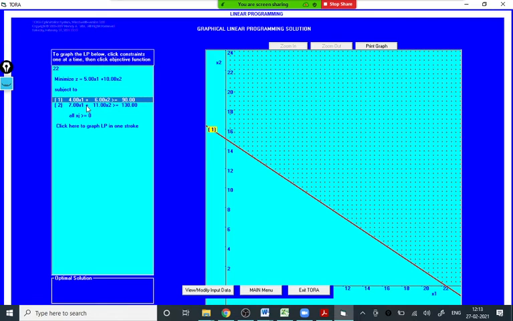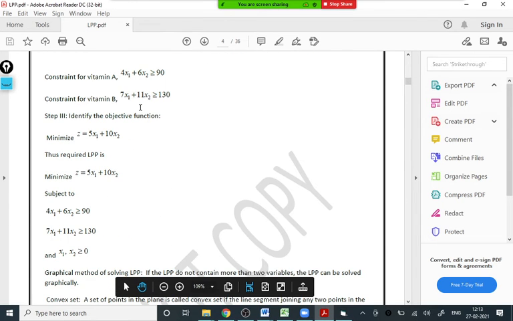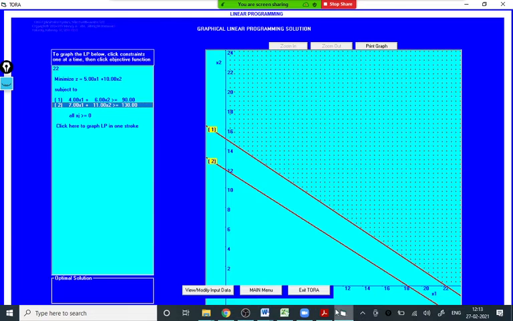Yes, sir. So when you draw another constraint, this one, 7, 11, 130, you will observe 4, 6, 90 and 7, 11, 130. You will observe this constraint doesn't harm at all here, because it is a redundant constraint. This is greater than and this one is also greater than, so this is the common region which satisfies both constraints. So actually the second constraint is of no use here in this case. So this can also happen.